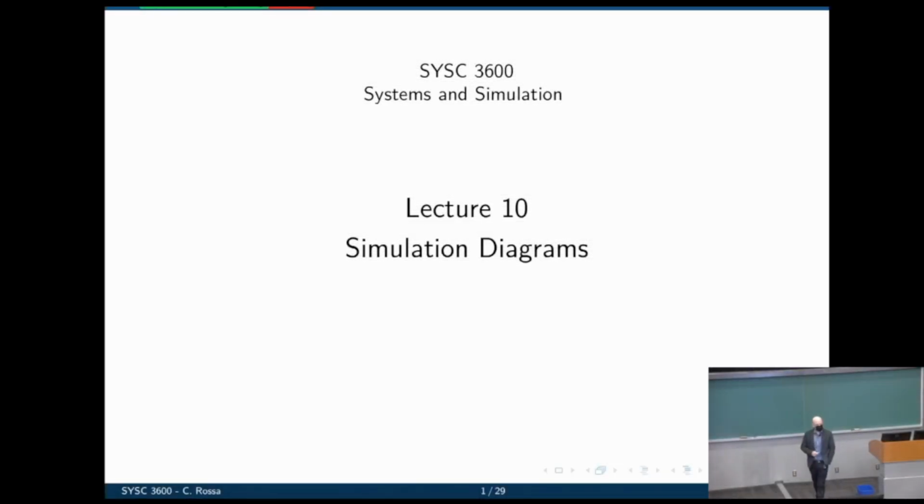So today you're going to see simulation diagrams. And this is a very important tool in this class. Well, the class itself is called Systems and Simulation. So the idea now is to convert those differential equations that we use to create transfer functions into simulation diagrams. That will give us a more visual representation of a system. And that will also highlight how internal variables are related to one another.